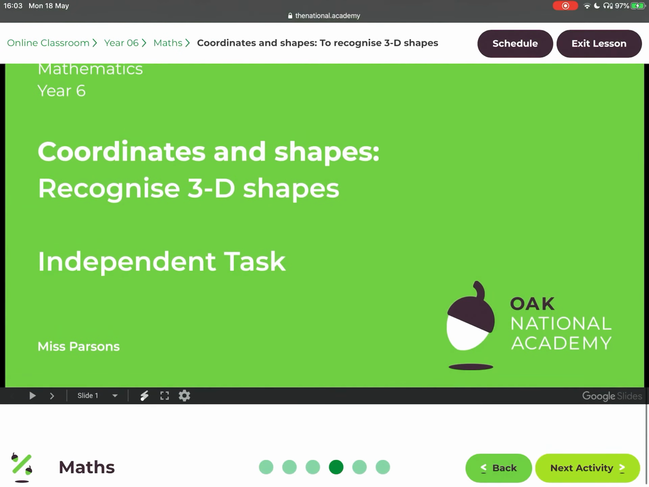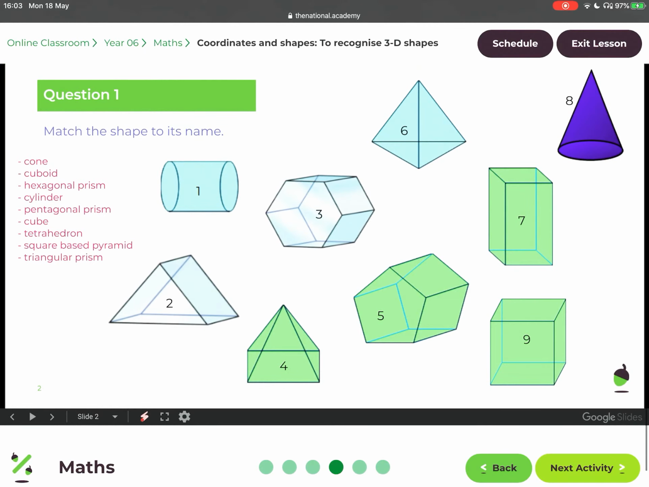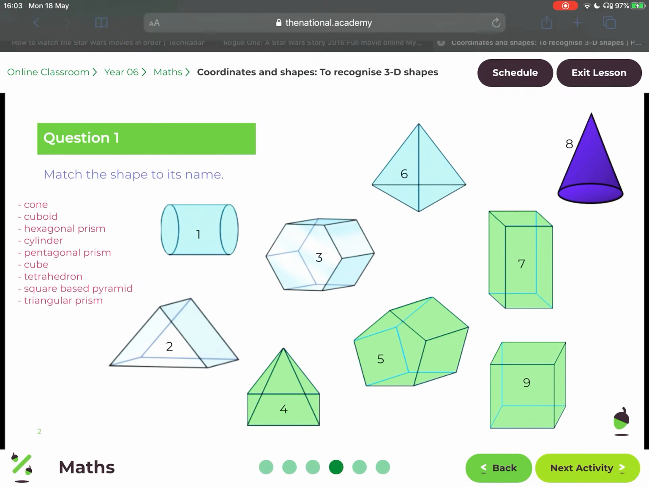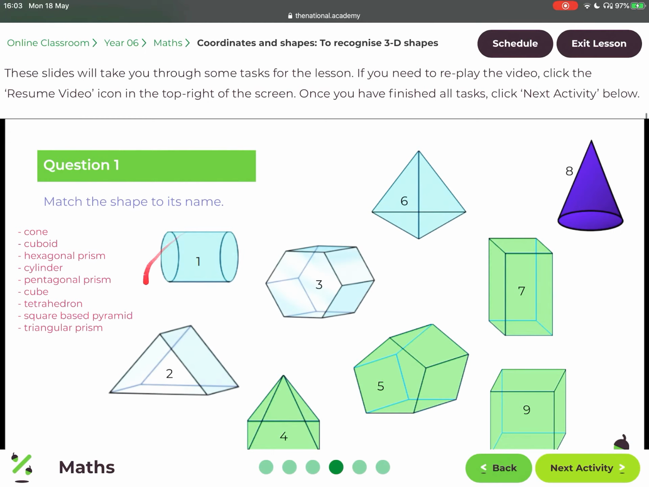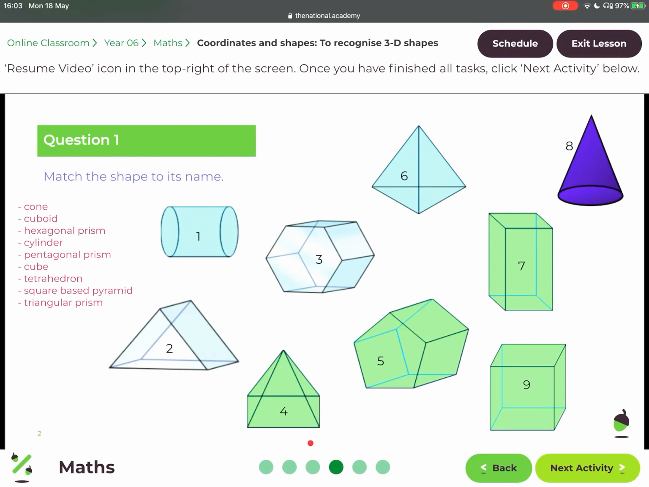In your independent task, question 1, match the shape to its name. Number 1 is a cylinder. Number 2 is a triangular prism. Number 3 is a hexagonal prism. Number 4 is a square-based pyramid. Number 5 is a pentagonal prism. Number 6 is a tetrahedron, that is the name for a triangle-based pyramid. 7 is a cuboid. 8 is a cone. And 9 is a cube.